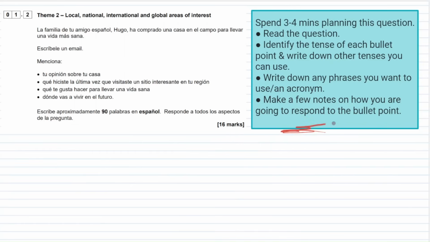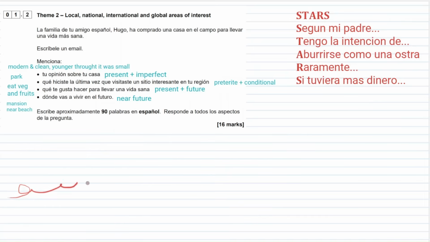Lastly, I recommend making a note of how you are going to answer each bullet point. If you've done a thorough plan, writing the answer will be super simple and should not take too much time at all. This is how I have planned my answer.